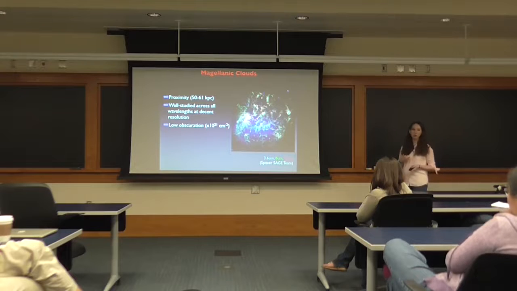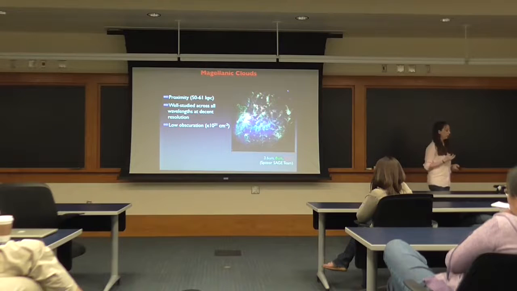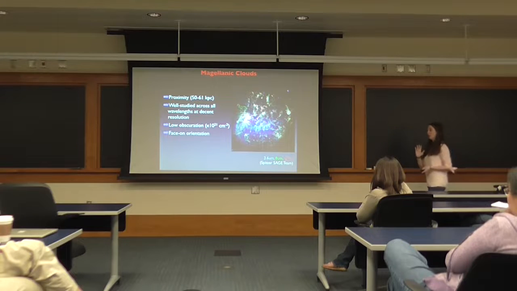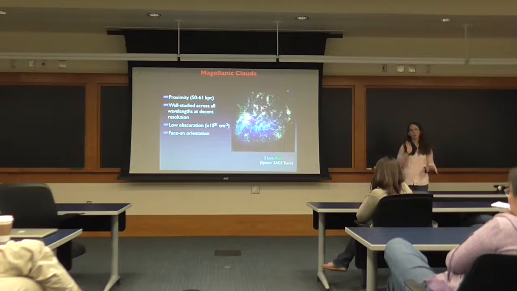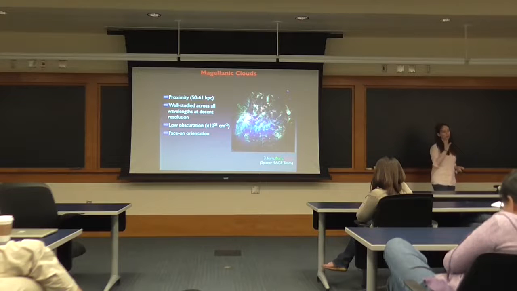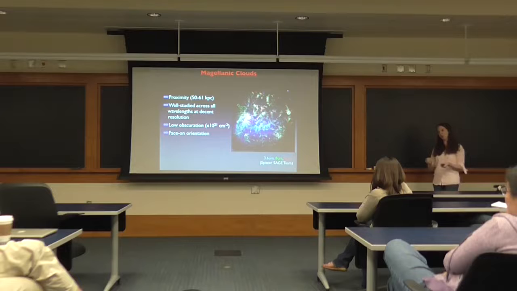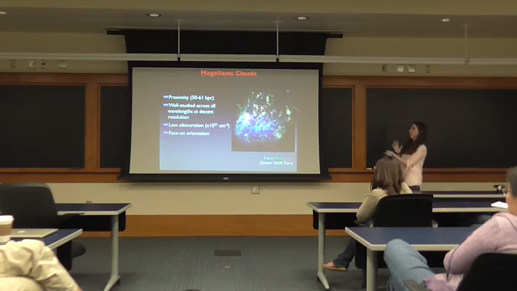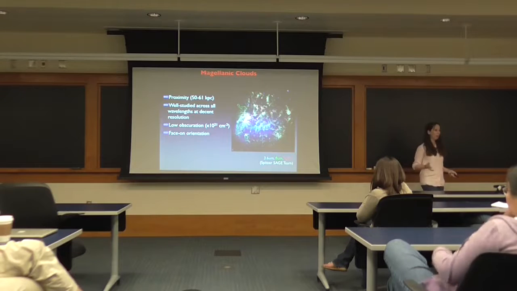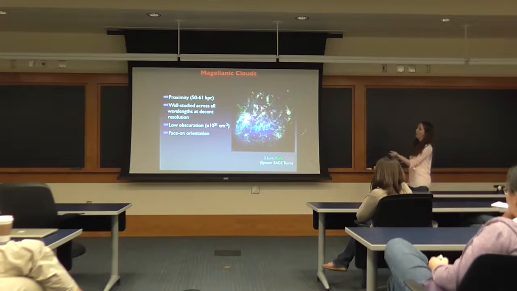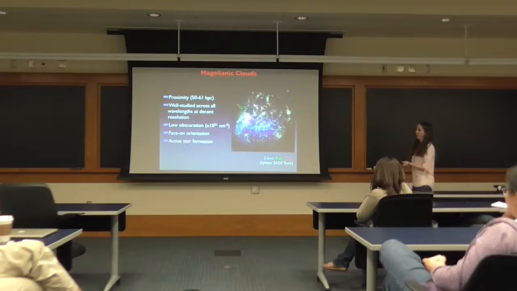There's low obscuration, which means that we can see the stars that are powering the H2 regions. It has a face-on orientation. This part is very important because we don't have the line of sight confusion like we do in the Milky Way, and we don't have the distance uncertainty like we do in the Milky Way. We can assume that the entire galaxy is 50 kiloparsecs away and probe it a lot better without having any of the uncertainties.